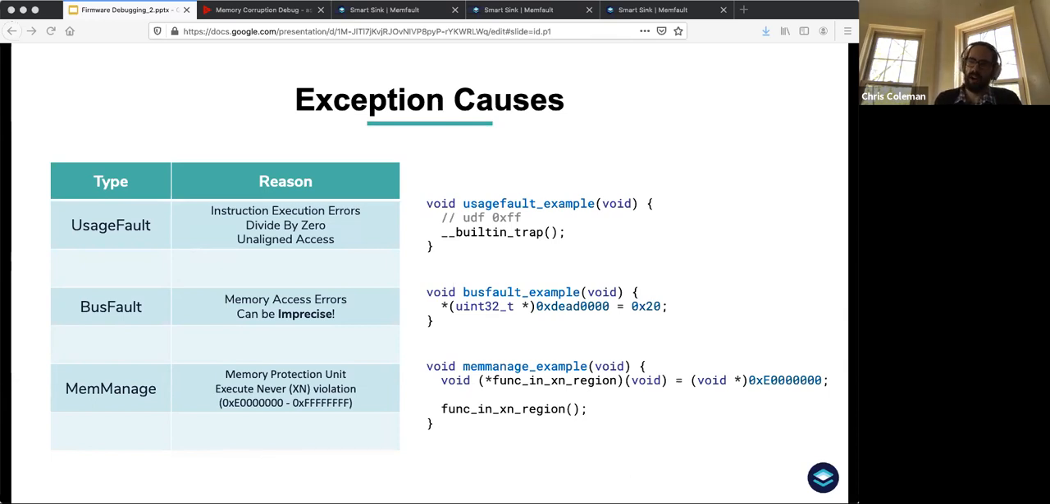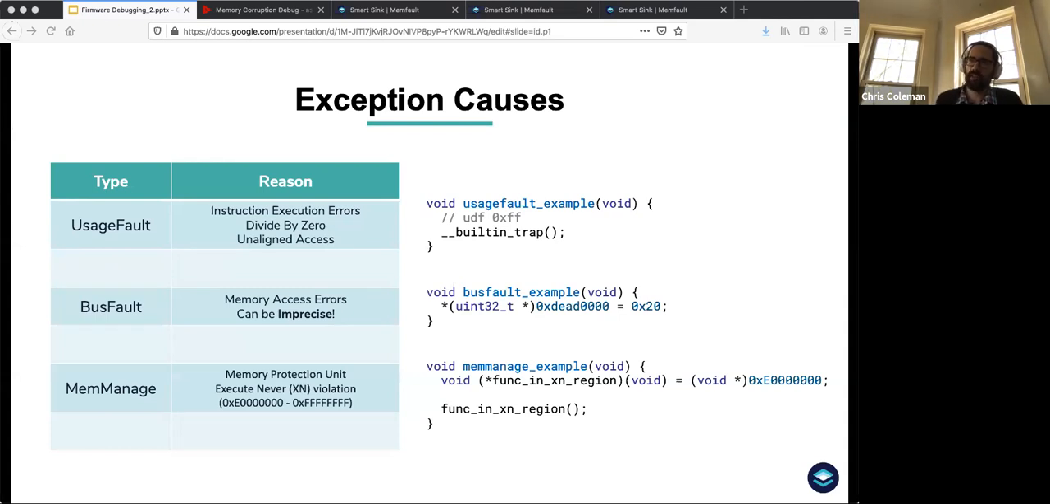Mem-managed faults are typically generated by the memory protection unit. So if you're making use of a Cortex-M with an MPU, a fault will be generated if you read, write, or try to execute from a region that has been walled off. The other reason a mem-managed fault can happen, though, is if you try to execute from a specific address range on the ARM microcontroller, it will always generate a mem-managed fault.